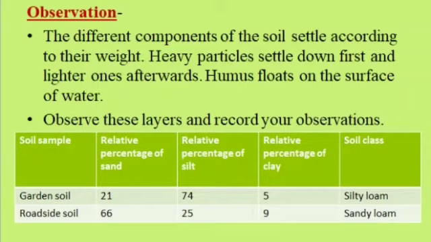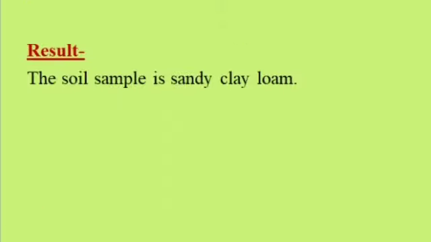Garden side soil: it has relative percentage of sand 21%, 74% silt, 5% clay. Thus the soil type is silty loam. Roadside soil: 66% sand, 25% silt and 9% clay. So the soil type is sandy loam. Result: soil sample is sandy loam in case of roadside soil.